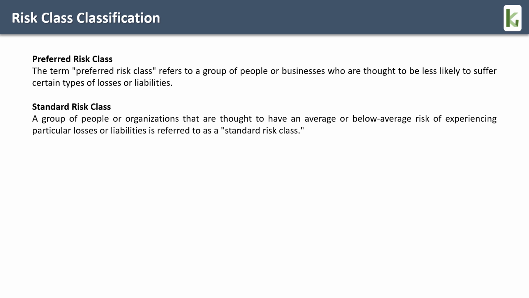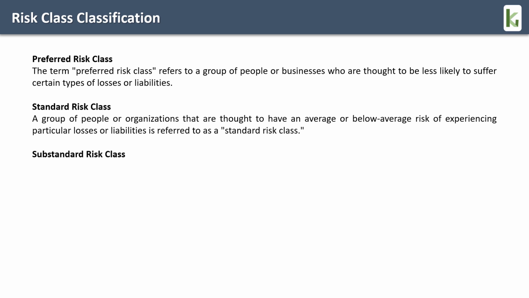So standard risk class means the average people, right? The people who don't exercise so often, the people who smoke but smoke less, you know, an average lifestyle towards your health, right? So those are considered as standard risk class.